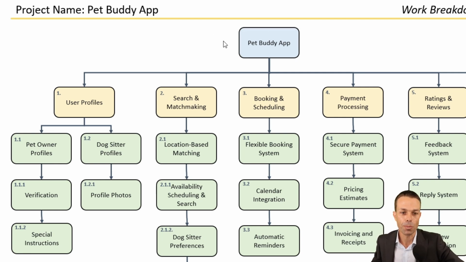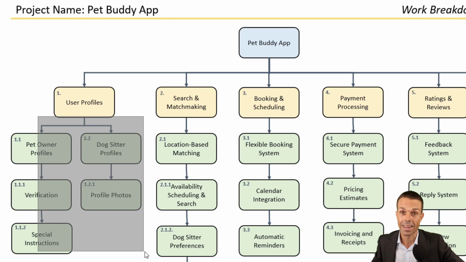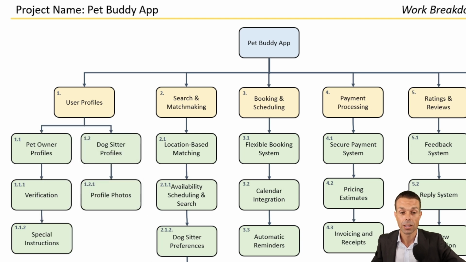It's similar to our mind map in this way. We break it down into the next highest level items, user profiles. These are our deliverables or our features, our booking and scheduling. And then under that, these are our work packages and our user stories. And you could break it down even further again if you really needed to.